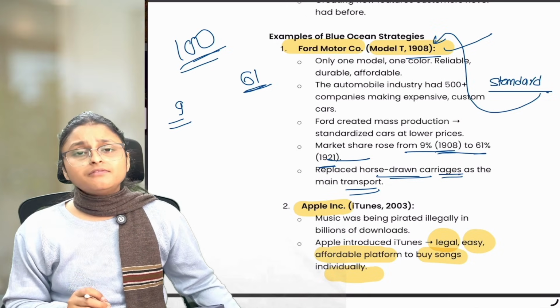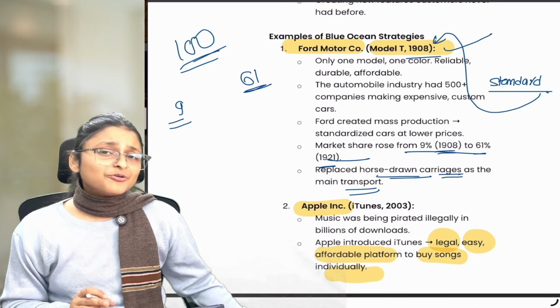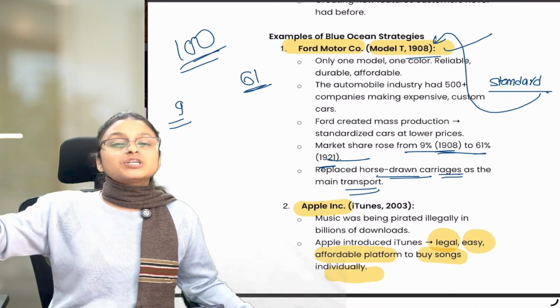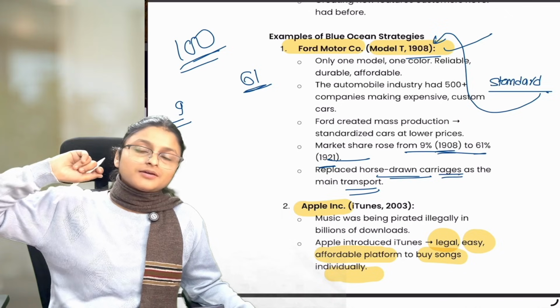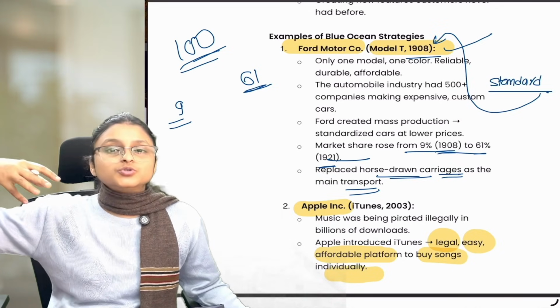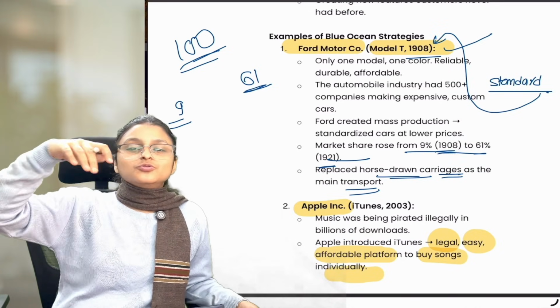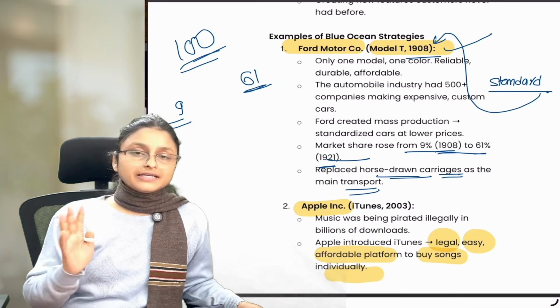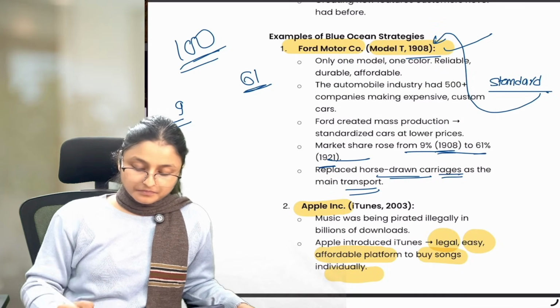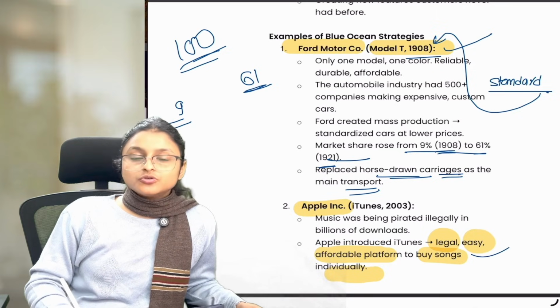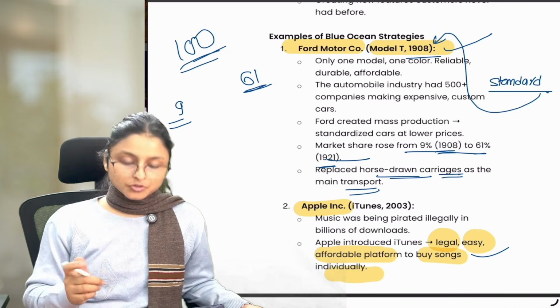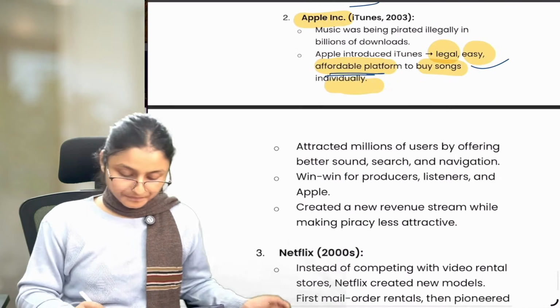Now why will people move from downloading illegally free of cost to getting the music legally by paying something? Because the convenience was huge. When you download from Google, you need to search a lot, you need to find it. It's a very complicated task. So Apple made it easy for you to download the songs, and for that they are charging some price from you, which is also very minimal.